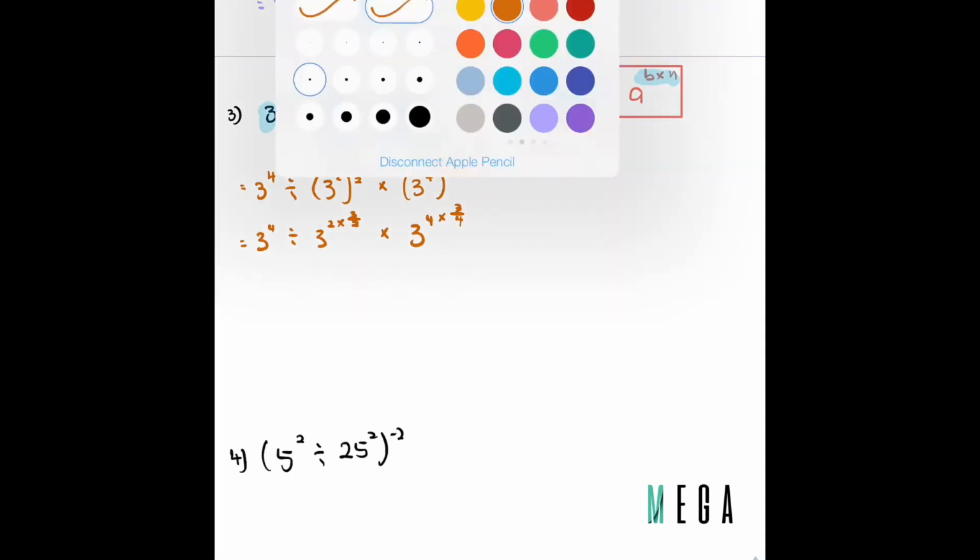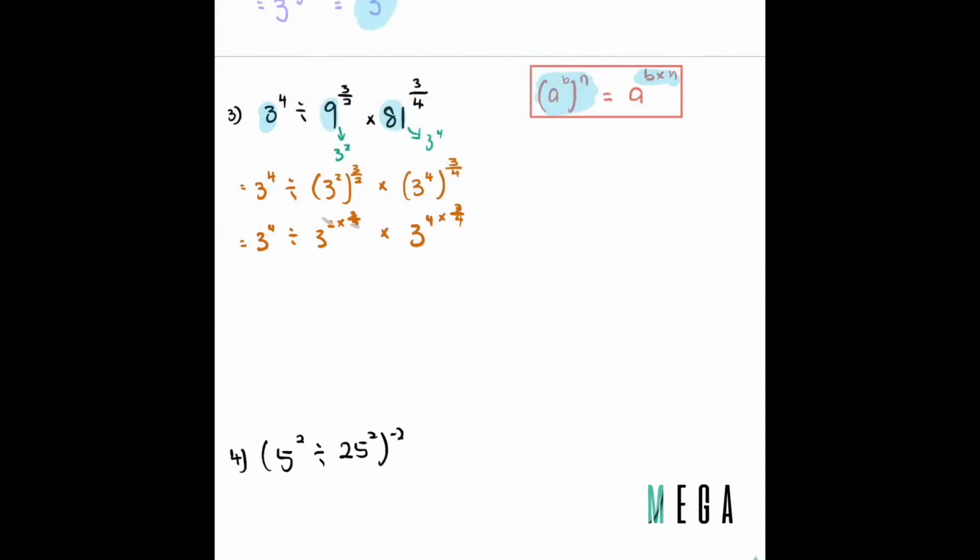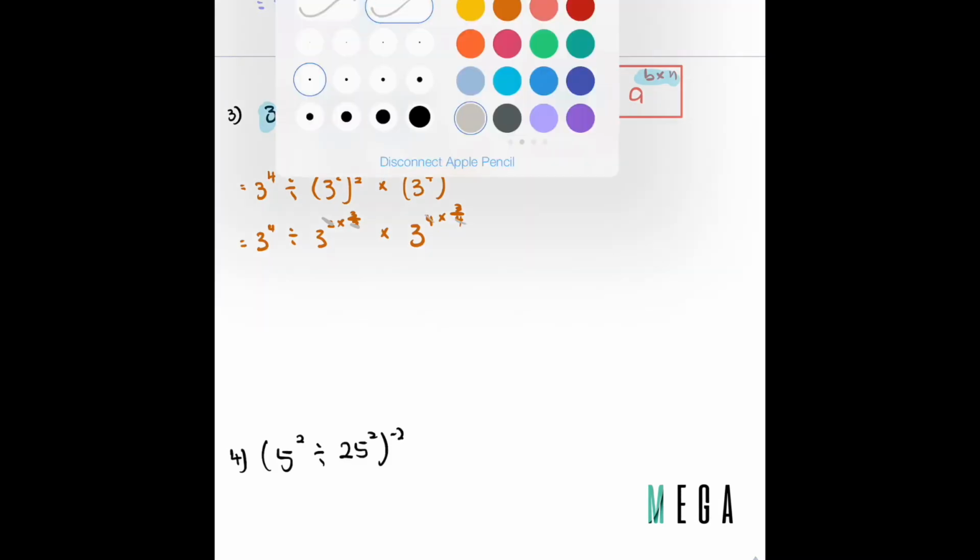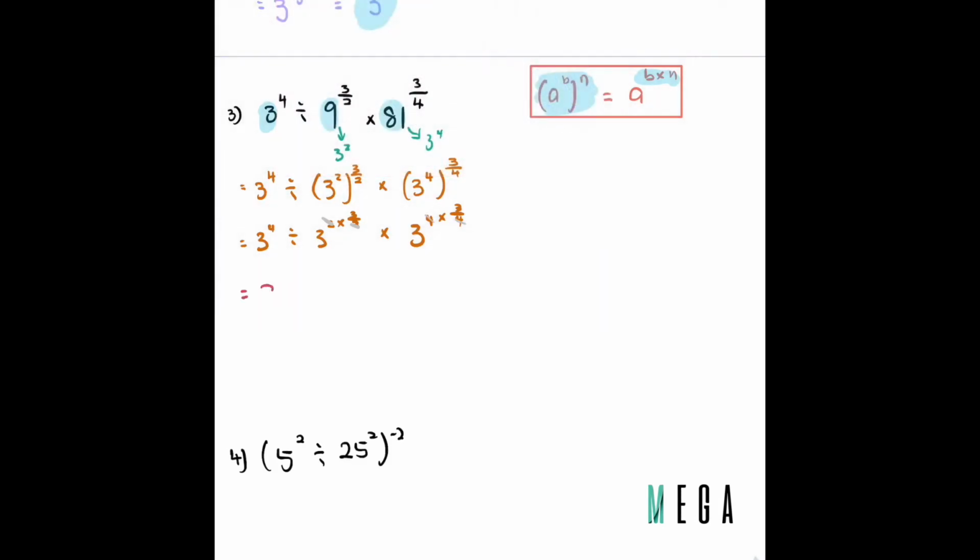As you can see, 2 multiplied by 3 over 2, 2 and 2 can cut off, 4 multiplied by 3 over 4, 4 and 4 can cut off, and my final answer will be 3 to the power of 4 divided by 3 to the power of 3 multiplied by 3 to the power of 3, which I can write as 3 to the power of 4 minus 3 plus 3, which is 3 to the power of 4. Done. That's it for this question.